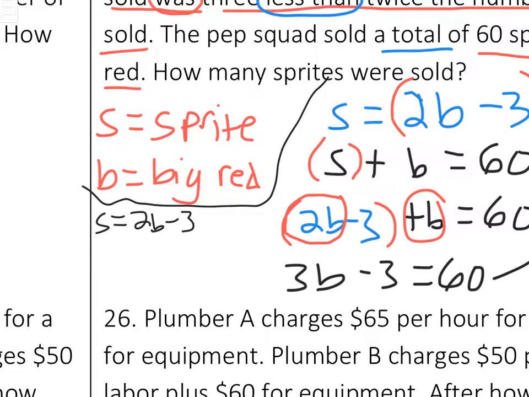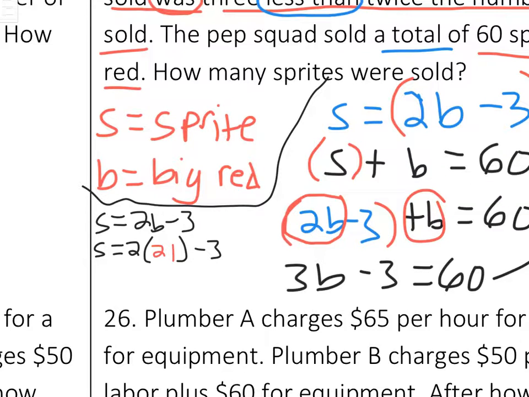And if you run out of room, just grab another sheet of paper. The B you can substitute in for 21. So the number of Sprites is equal to 2 times 21 minus 3.